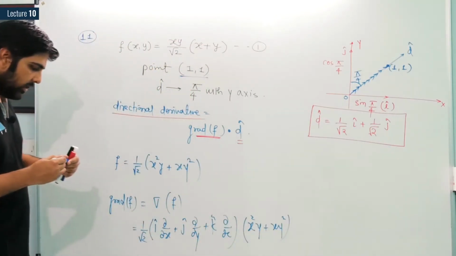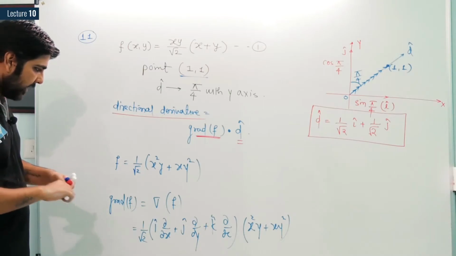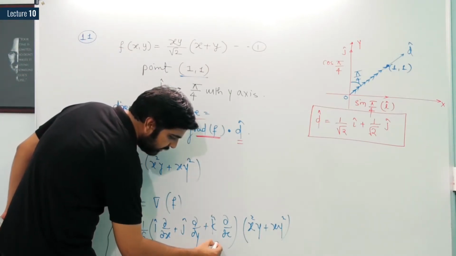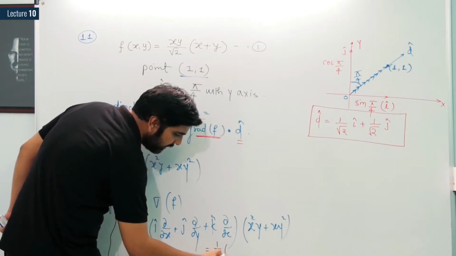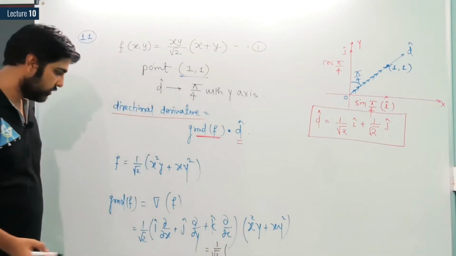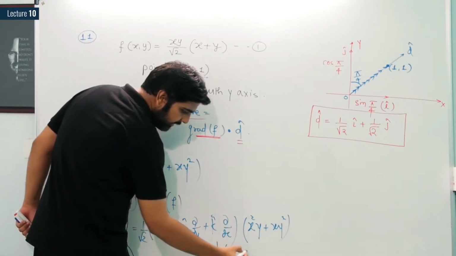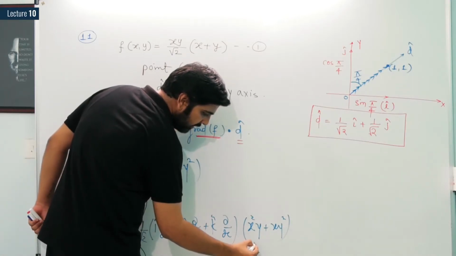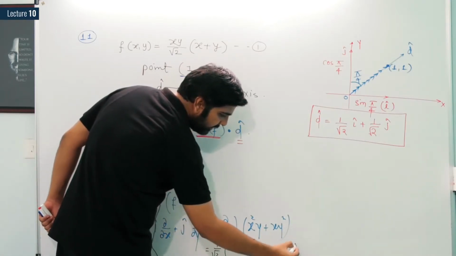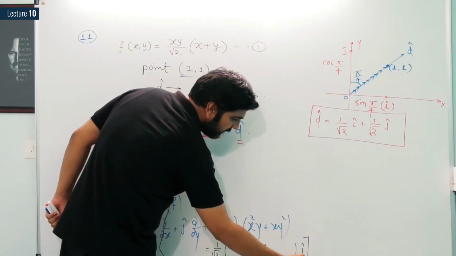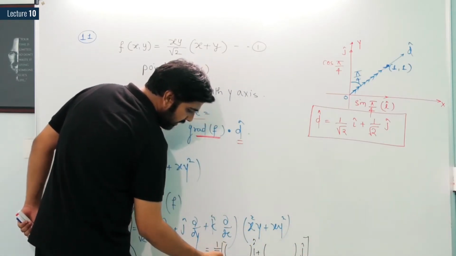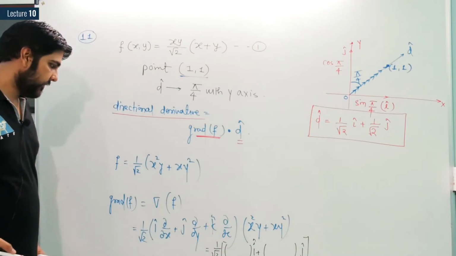Let us solve. I am solving it with the black color, writing the solution. Here you can see 1 by root 2 is a factor, and then I have i here and plus j here, with 1 by root 2 outside this value.